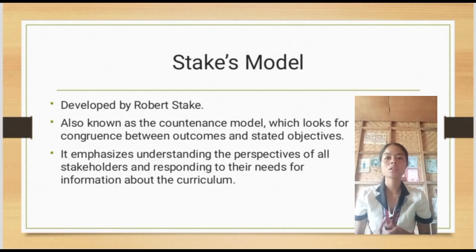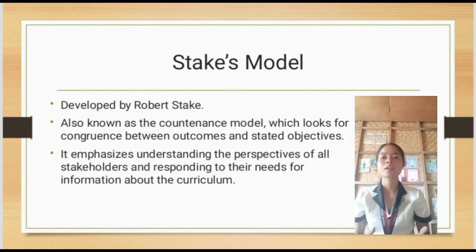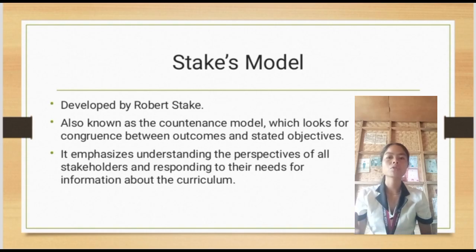This model also highlights the importance of considering the views of everyone involved in the curriculum, such as teachers, parents, students, and administrators. Stake believed it's crucial to gather and respond to the information these stakeholders need about the curriculum, ensuring their perspectives are taken into account.